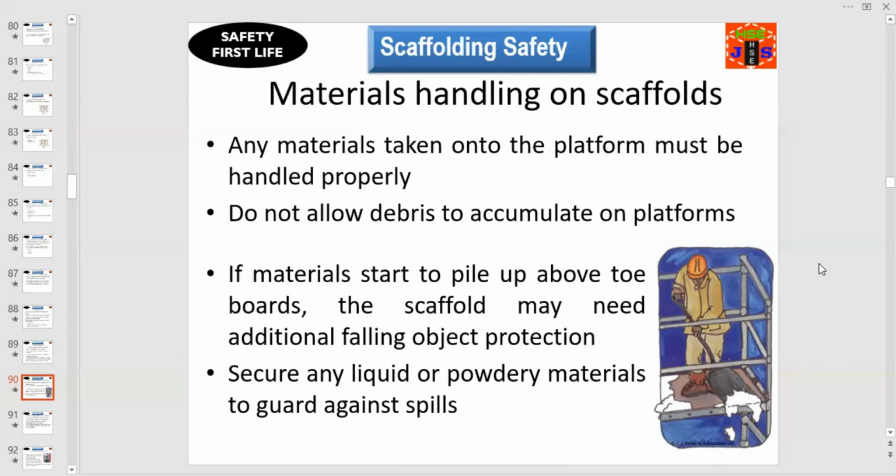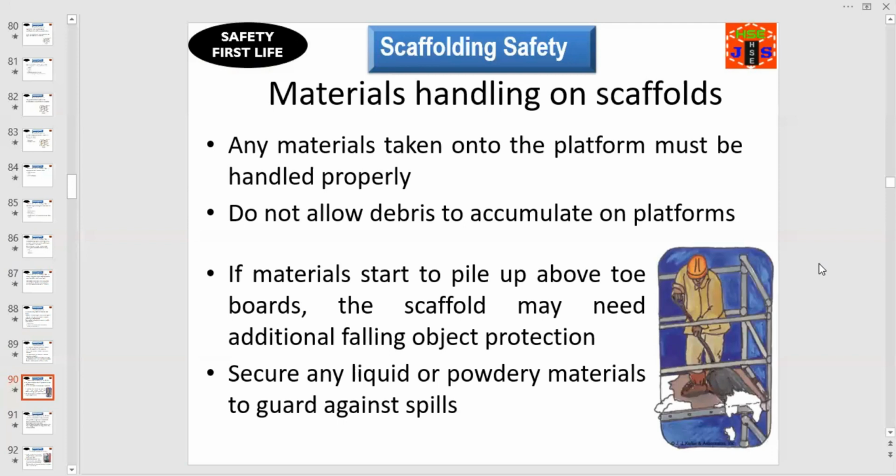Another important aspect, how to handle materials on a scaffolding structure. Any materials taken onto the platform must be handled properly and wisely. Don't allow debris to accumulate on platforms. If materials start to pile up above toe boards, the scaffold may need additional falling object protection.